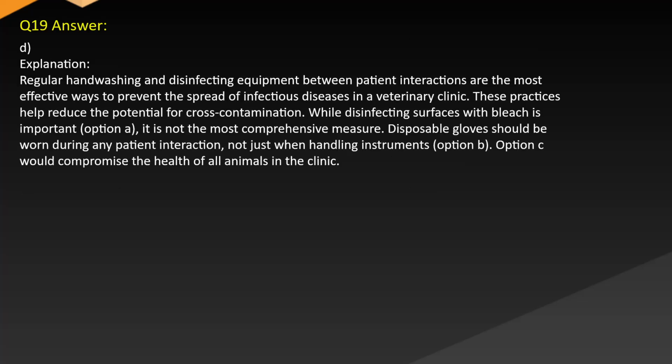Answer D. Explanation. Regular hand washing and disinfecting equipment between patient interactions are the most effective ways to prevent the spread of infectious diseases in a veterinary clinic. These practices help reduce the potential for cross-contamination. While disinfecting surfaces with bleach is important, option A, it is not the most comprehensive measure. Disposable gloves should be worn during any patient interaction, not just when handling instruments, option B. Option C would compromise the health of all animals in the clinic.